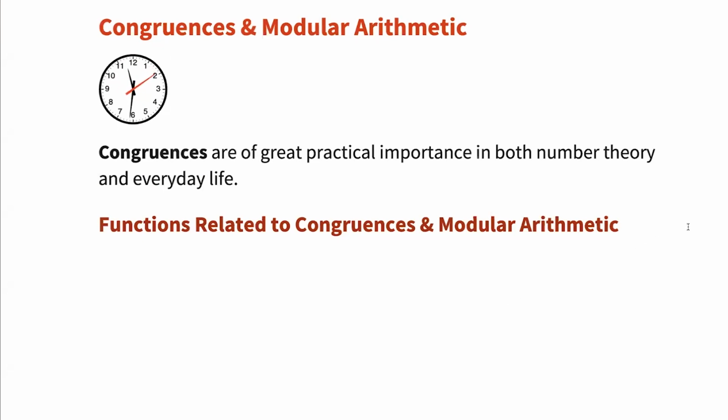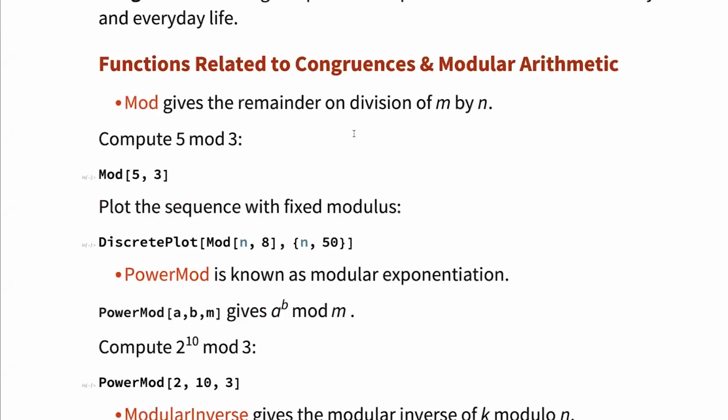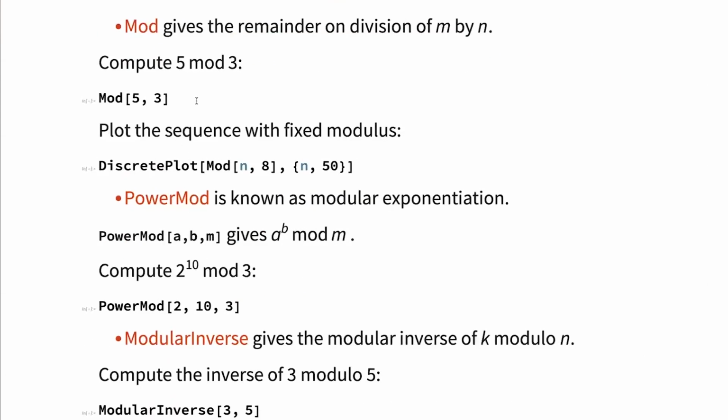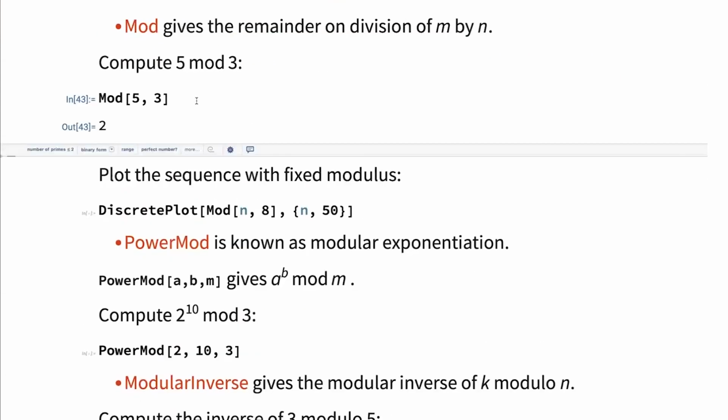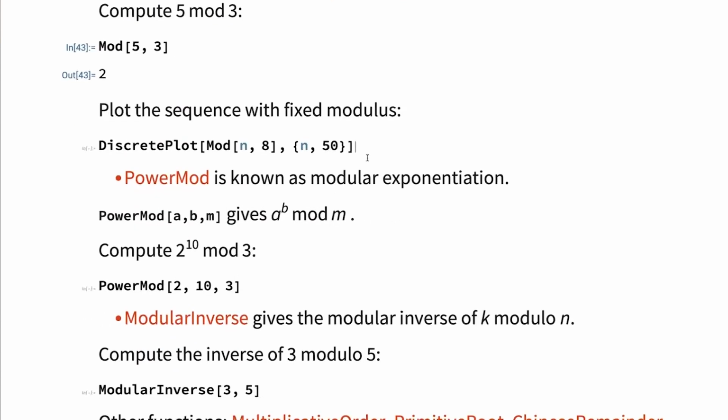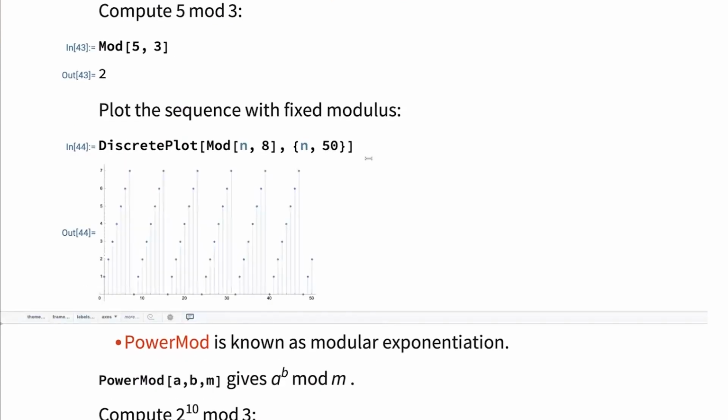What are the functions that are related to congruences and modular arithmetic? Of course, it's Mod, which gives the remainder of division of m by n. For example, we can compute 5 mod 3 by doing this, and we get 2. Or we can plot the sequence with fixed modulus by simply doing this.